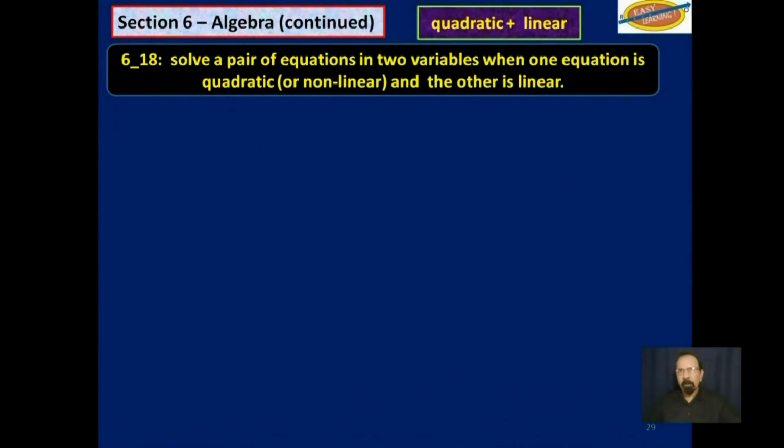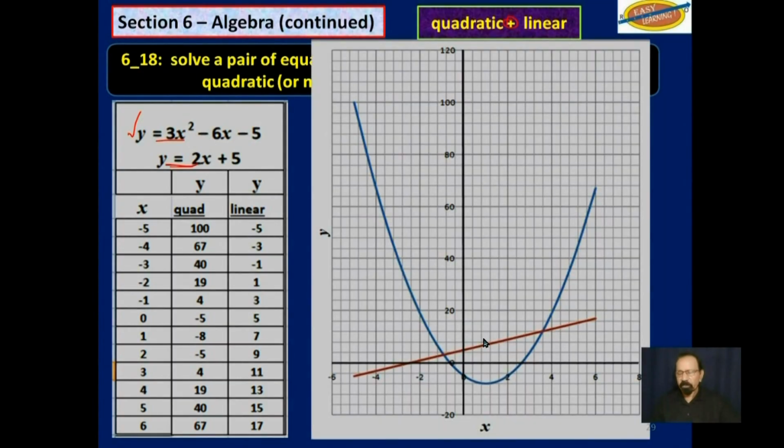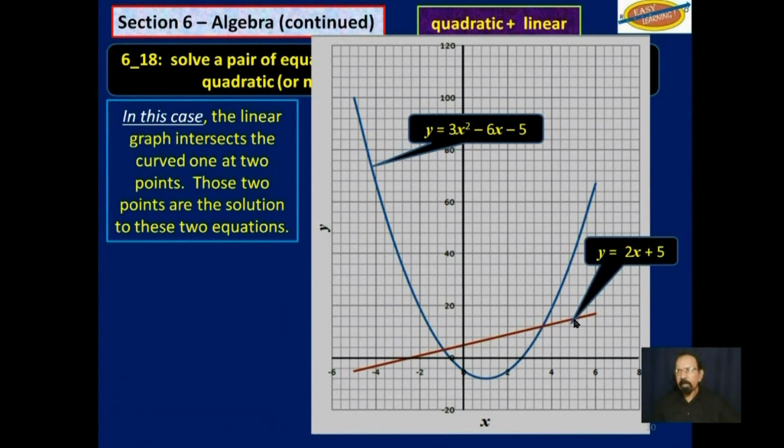So, quadratic plus linear. Now, this is the same quadratic equation we were looking at just now, and the same linear equation we were looking at just now. We put those two on a single graph, we get this. This one, by now you know that is the quadratic equation graph. This is the linear. In this case, the linear graph intersects the curved one at 2 points. Those 2 points are the solution to these equations.